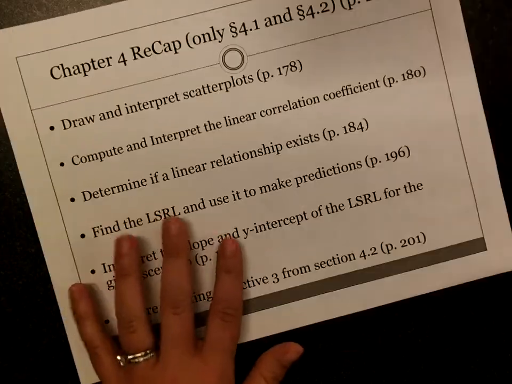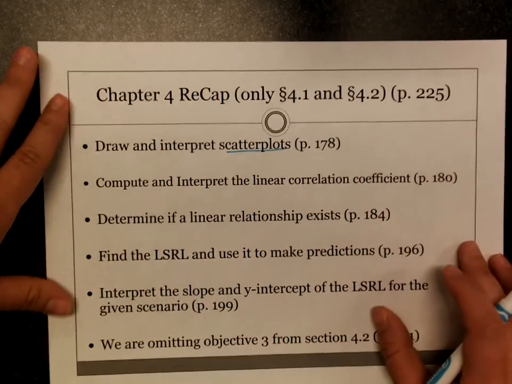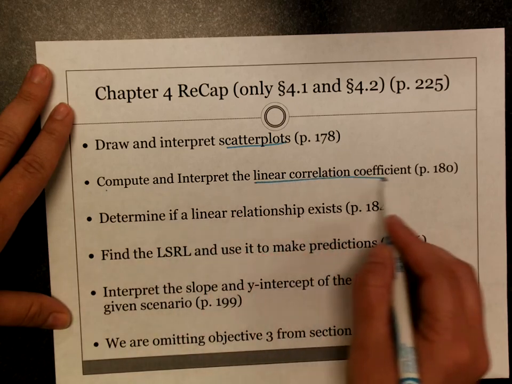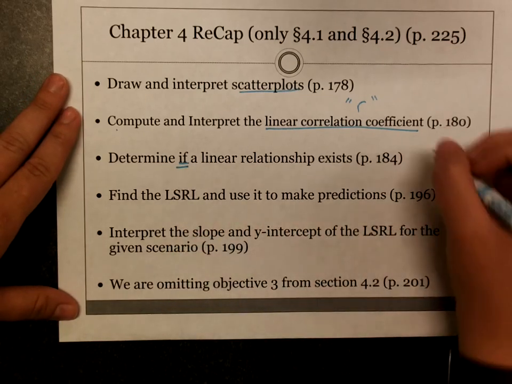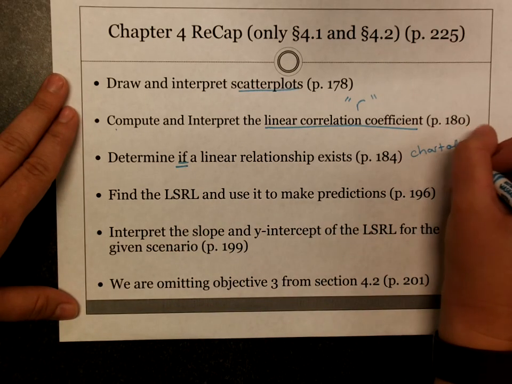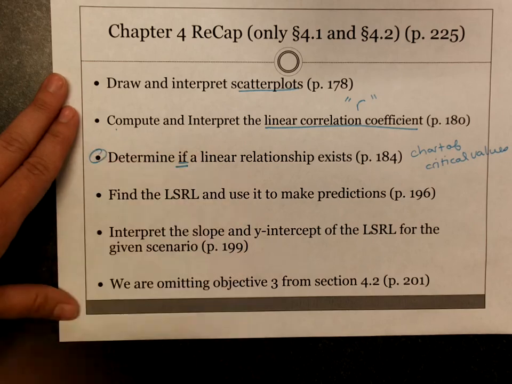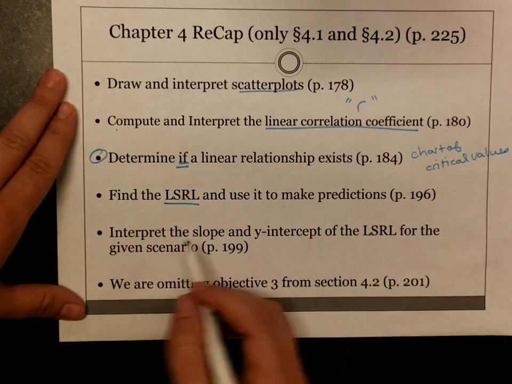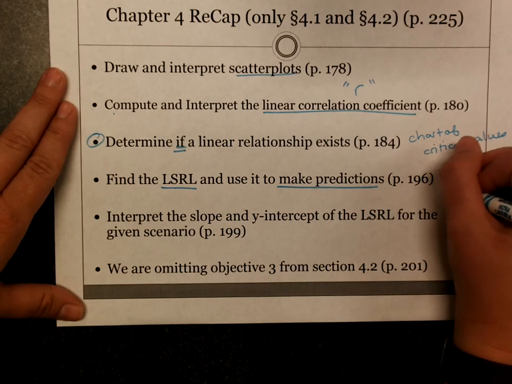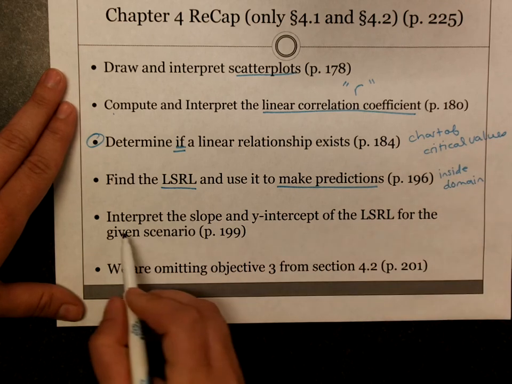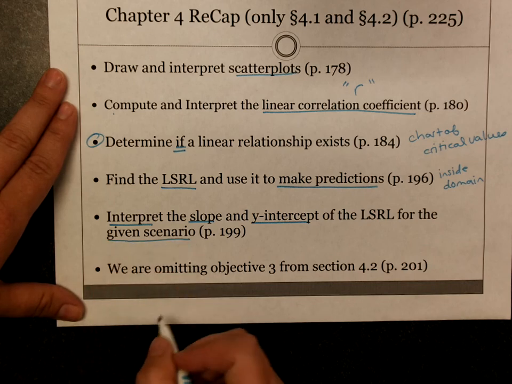All right, and that finishes up chapter 4, not too long at all. So we know how to draw and interpret scatter plots. We can compute and interpret the linear correlation coefficient. Remember, that's the R value. We can determine if a linear relationship exists. That's that chart of critical values that we discussed. That will not be on your test, it's just on your homework. Find the LSRL and use it to make predictions. Remember, it has to be inside the domain. And now we can interpret the slope and the y-intercept of the LSRL for a given scenario, so it's very specific.